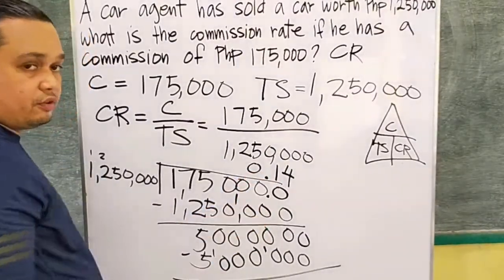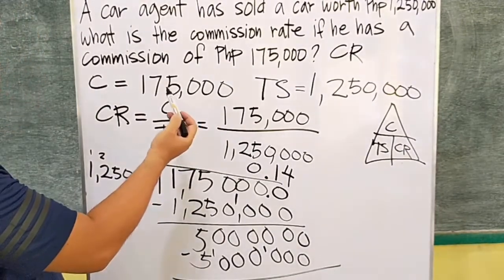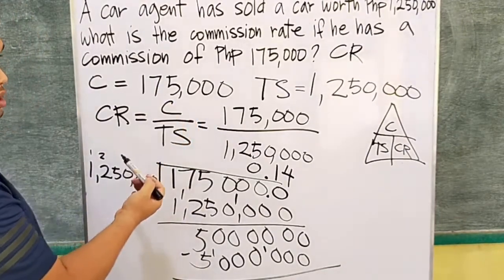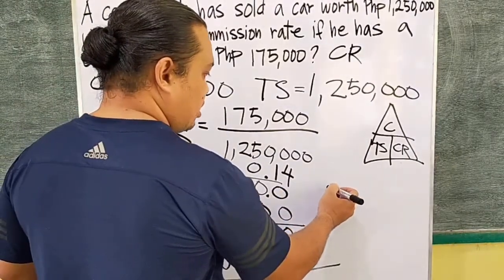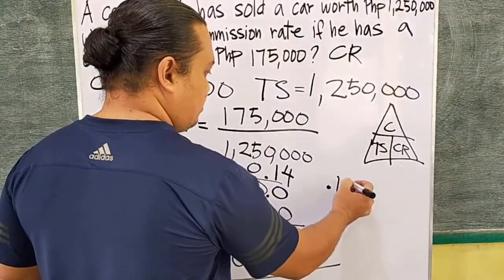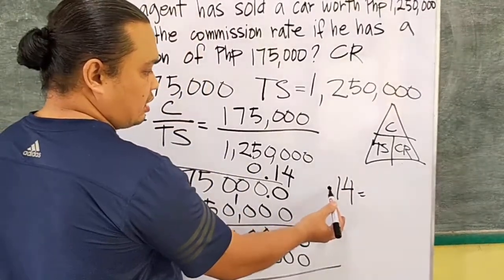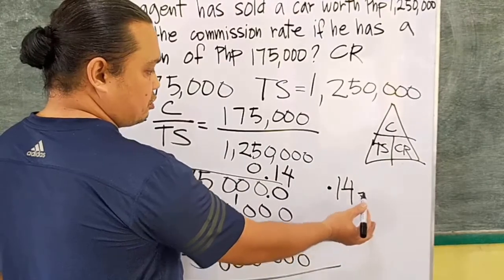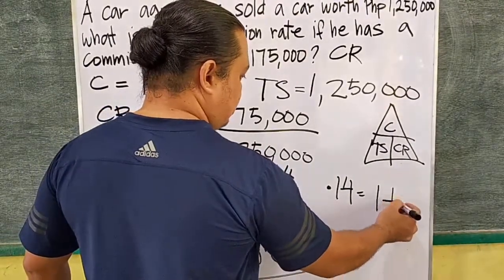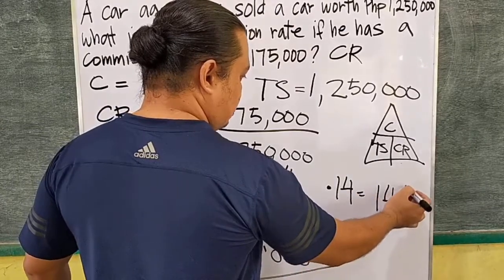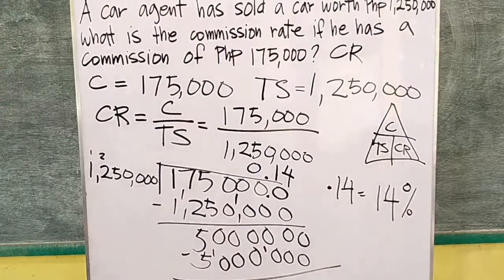0.14. But we are looking for the percent. Okay, the commission rate, which is in percent form. So all we need to do is change our decimal number into a percent by moving the decimal point 2 steps to the right. That is, drop the decimal point, change that into percent. Therefore, our answer will be 14%.